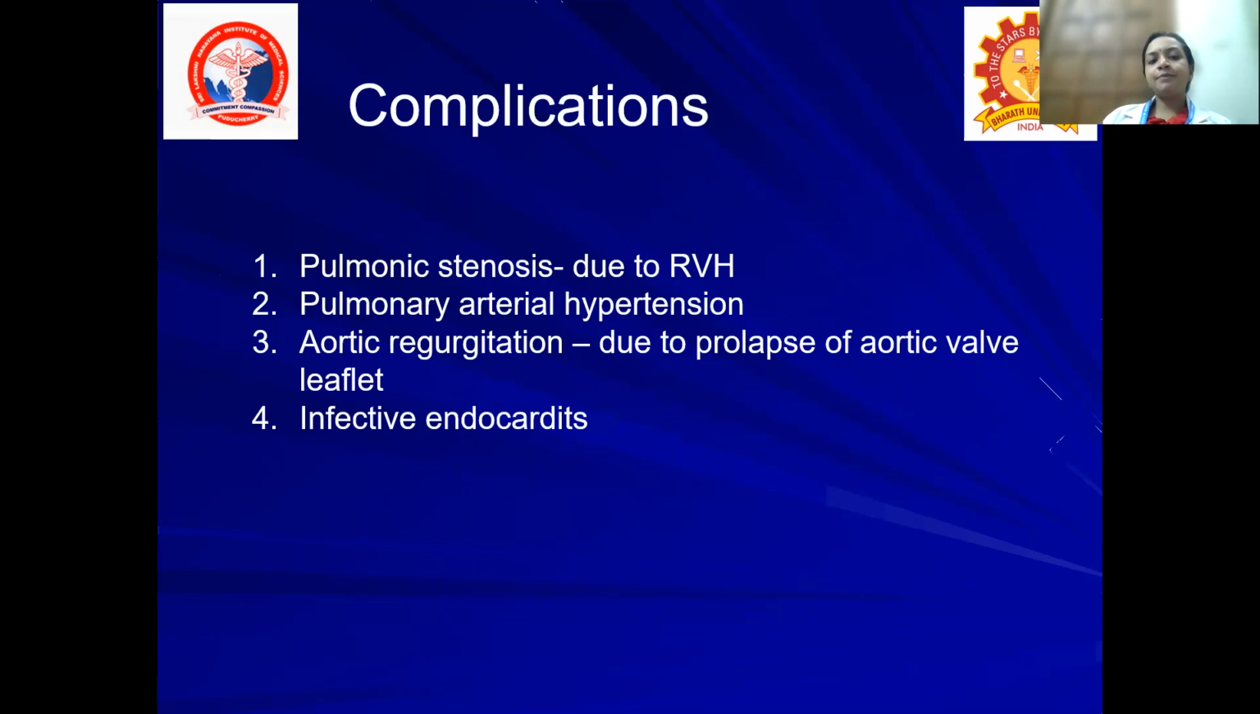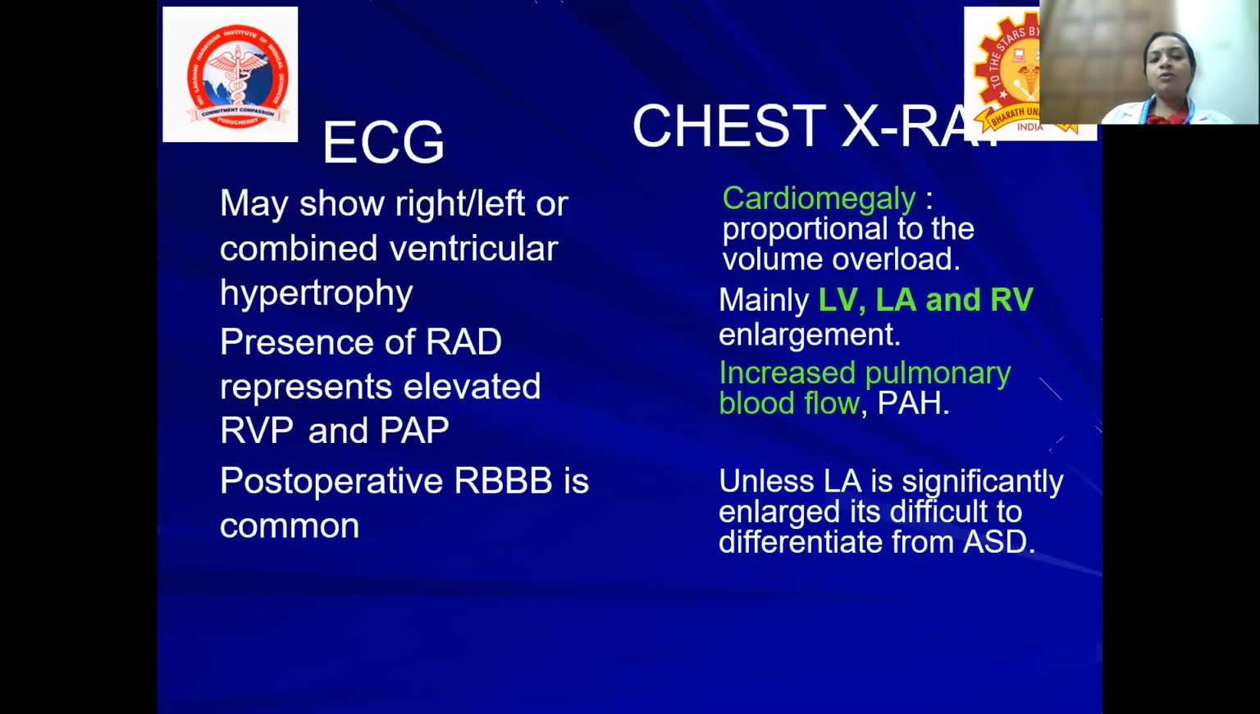Complications would be pulmonic stenosis due to right ventricular hypertrophy, pulmonary arterial hypertension, aortic regurgitation due to prolapse of the aortic valve leaflet, and infective endocarditis. And when you look at the investigations, the ECG may show right, left, or combined ventricular hypertrophy. Presence of right atrial dilatation represents elevated right ventricular pressures and pulmonary arterial pressures. Post-operative, it could also show a right bundle branch block.